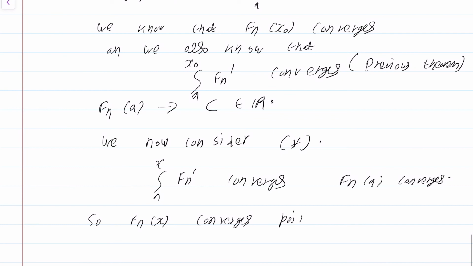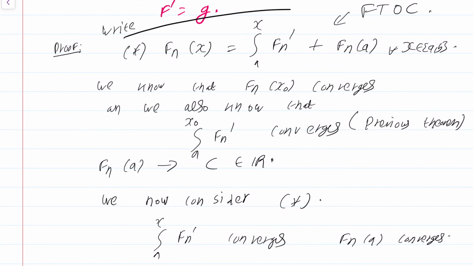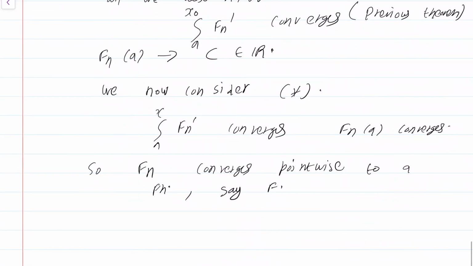Or rather, to be a bit more modern, this is perfectly correct mathematical notation if you are a bit old school. So f_n converges pointwise to a function, say f. So note the key idea. We have this equation star, but just from star you cannot conclude that f_n(x) converges because we don't know the behavior of f_n(a). But from the fact that f_n(x_0) converges, we were able to show that f_n(a) converges. Once we have that, we know that f_n converges pointwise to a function, say f.